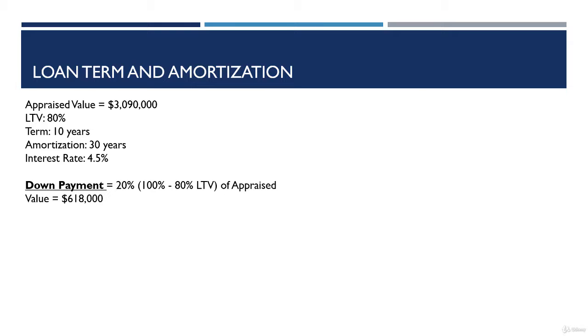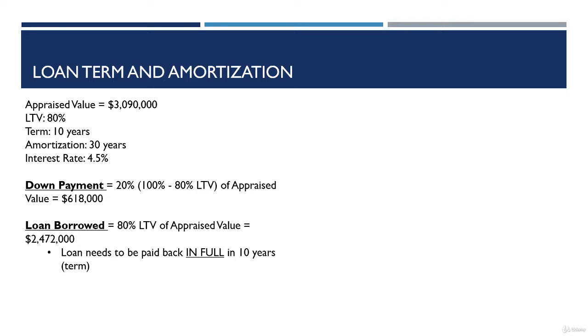Okay, well, the LTV is 80%. So right off the bat, you know you're responsible for a 20% down payment, or $618,000. The rest, $2.472 million, will be the loan amount borrowed from the bank. Hopefully that makes sense so far.